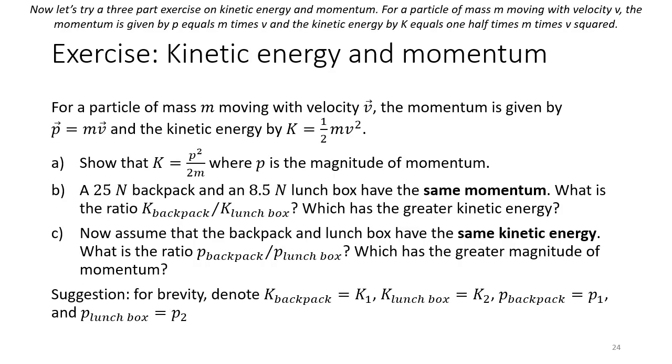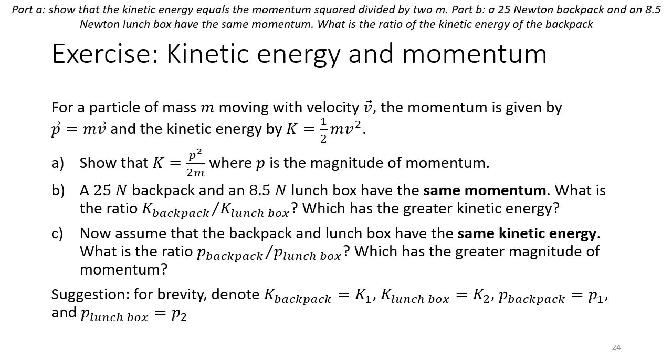Now let's try a 3-part exercise on kinetic energy and momentum. For a particle of mass m moving with velocity v, the momentum is given by P equals m times v, and the kinetic energy by K equals 1/2 times m times v squared. Part A. Show that the kinetic energy equals the momentum squared divided by 2m.